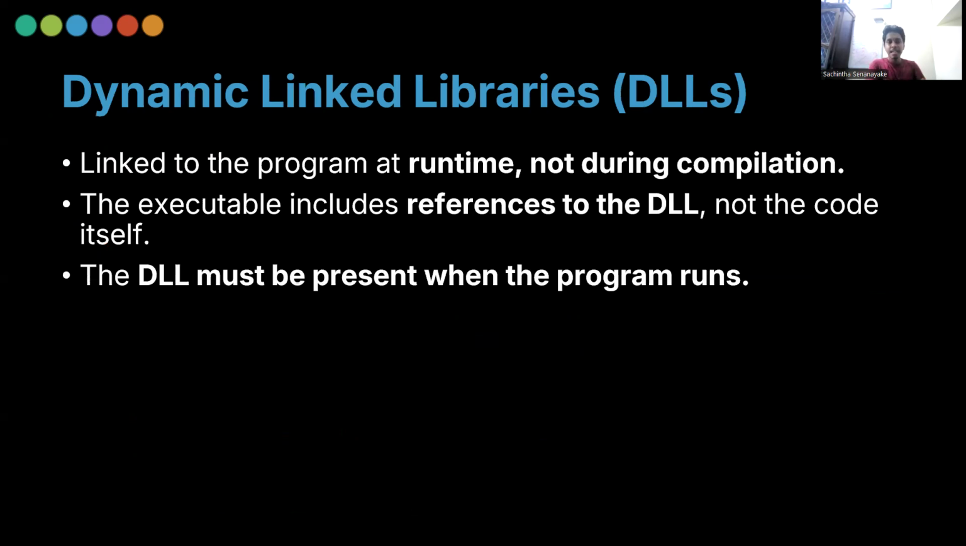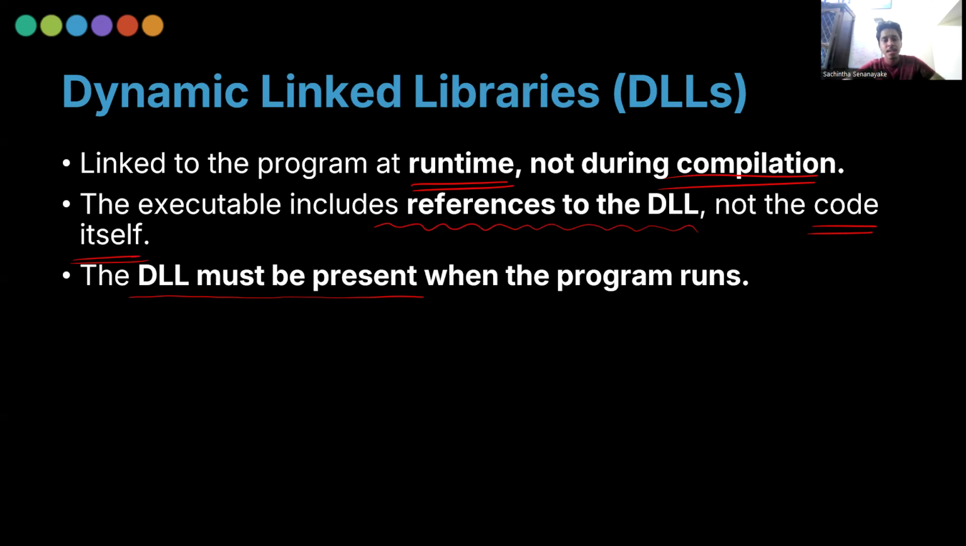Then we have dynamic link libraries. Dynamic link libraries link to the program at runtime, not during compilation. So they don't combine as a copy with the program. There's only a reference that is activated during runtime. The executable itself, like I said, contains references to this dynamic link library, but not the code itself. Therefore, the DLL must be present when the program runs. That's the idea. Now, shall we take a look at exactly how DLLs work and how they're different to static link libraries, guys?